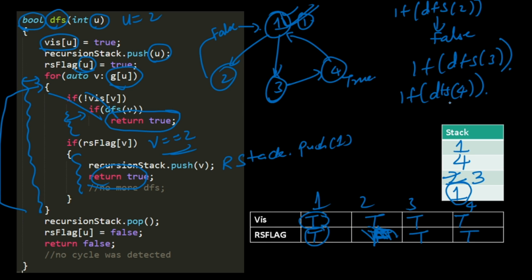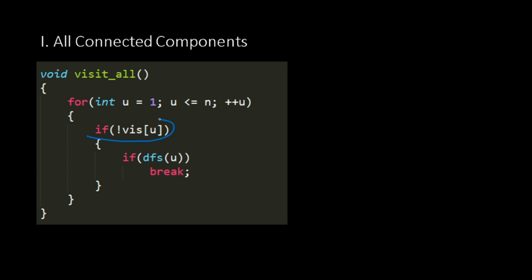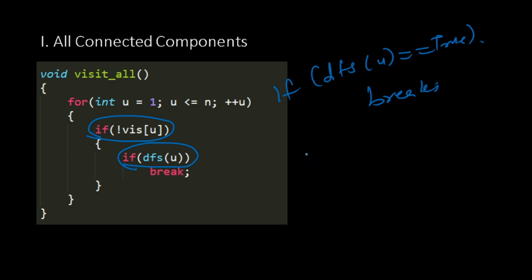So if DFS of 4 is returning true, then when this says true, it will also return true. So 3 will also return true, and 1 will also return true. So finally our first DFS call will return true. Now see the previous code. If something is not visited, do a DFS. If DFS of u is equal to true, you break. Why do you break? Because you have already detected a cycle, so you don't need to explore more.